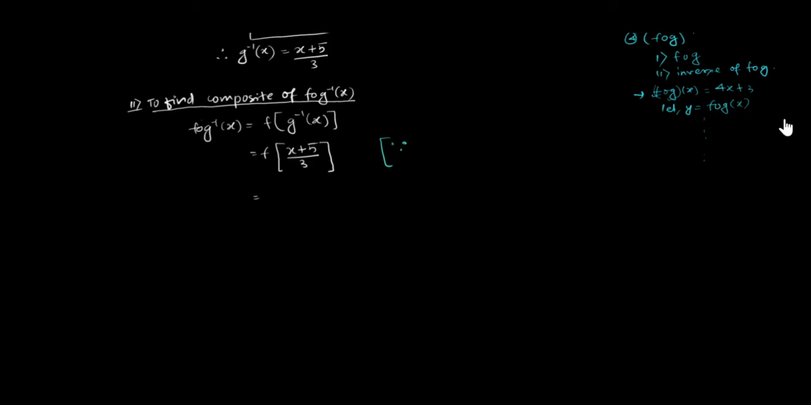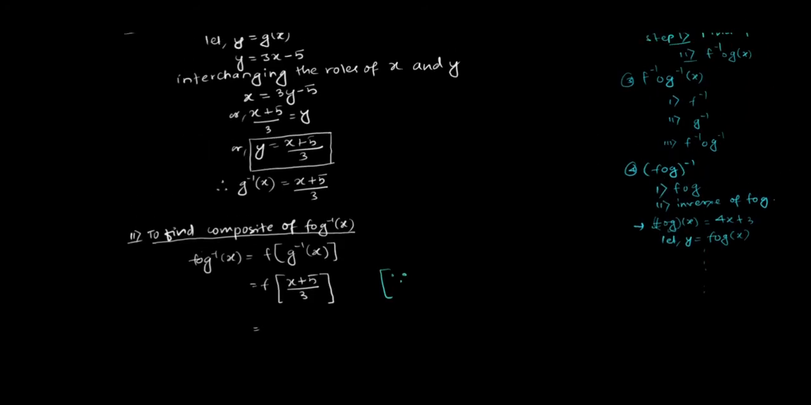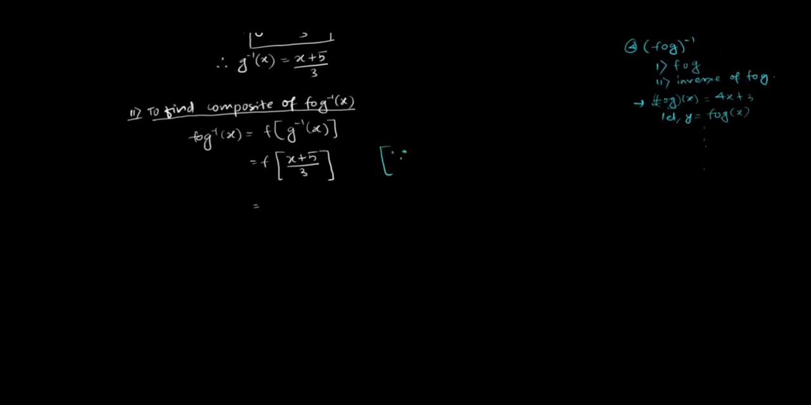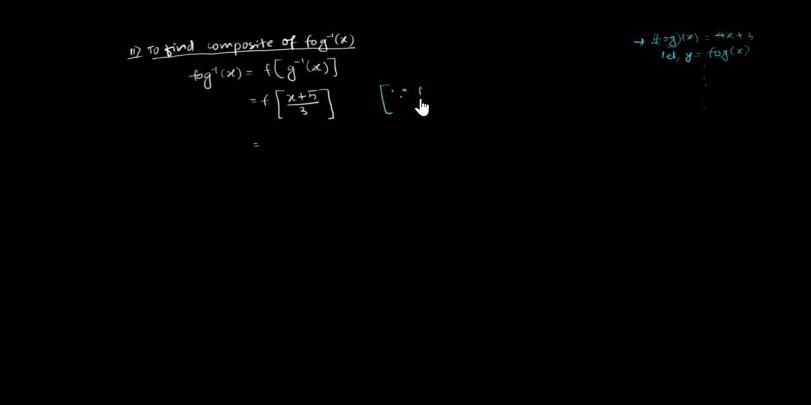What is given is f(x) equals 4x minus 7. Now you need to find f of (x plus 5) by 3. To find this, you simply replace this x by (x plus 5) by 3. If you substitute x with (x plus 5) by 3, you need to replace this value also on the right side.